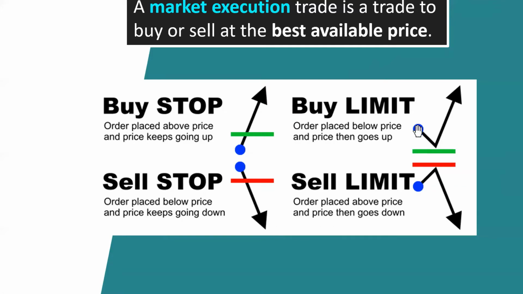A buy limit is where price is coming down and you've placed an order below it because you're expecting the price to go back up for a buy. A sell limit is where price is currently going up and you've placed an order above it because you're expecting price to go down.